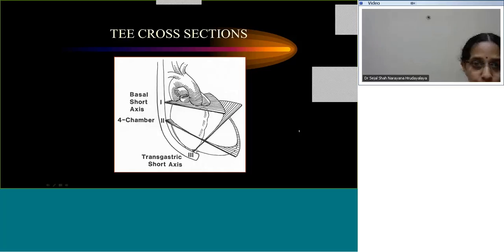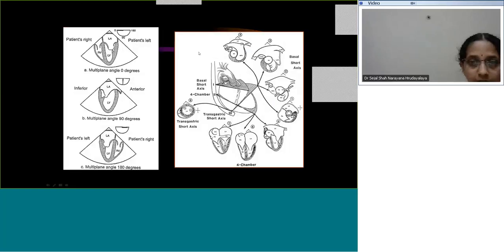And then when we withdraw the probe a little more, this becomes the basal view, and the basal view is more related to the great arteries or the base of the heart. So as we can see in this figure, the first one is the transgastric, where it cuts across the axial section, and this is what we get in terms of a cross section of the left ventricle and the right ventricle.